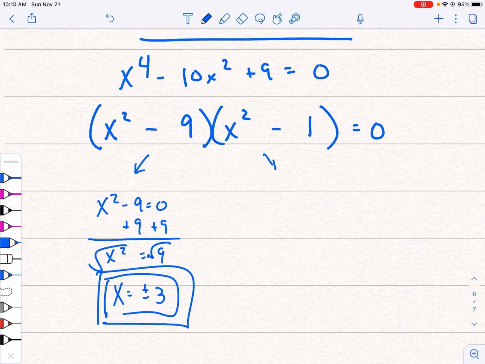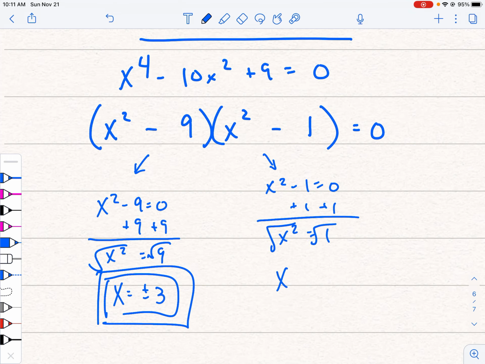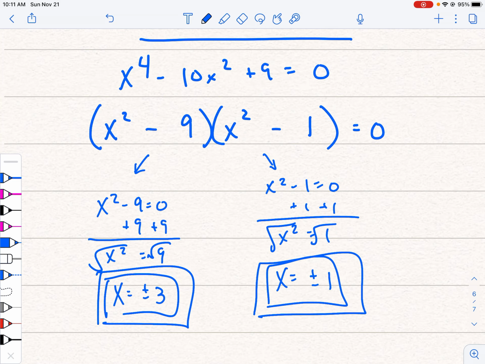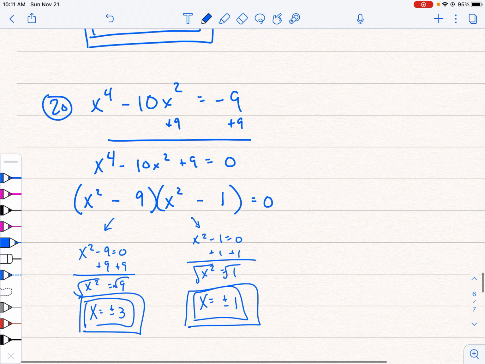And on the other side, I have x squared minus 1 equals 0. So x squared equals 1, square root. So x equals plus or minus 1. And there are my other two answers. So don't let that exponent of 4 throw you off. Those are 3 different examples to get you through Monday on page 301.